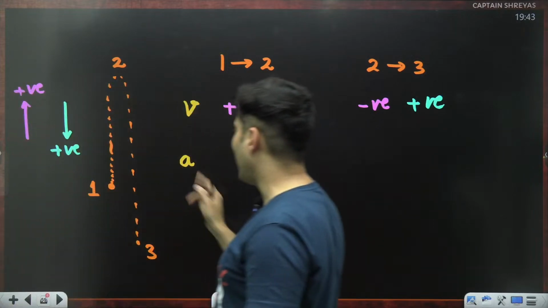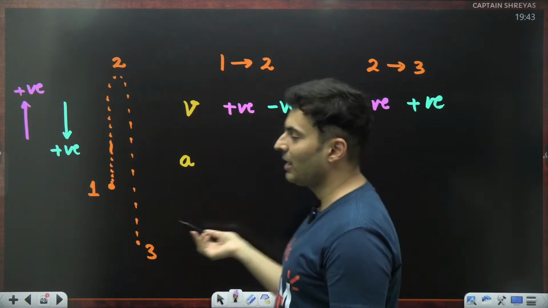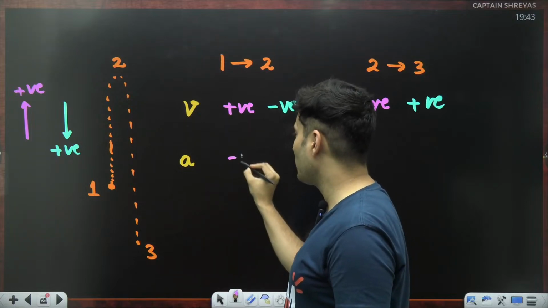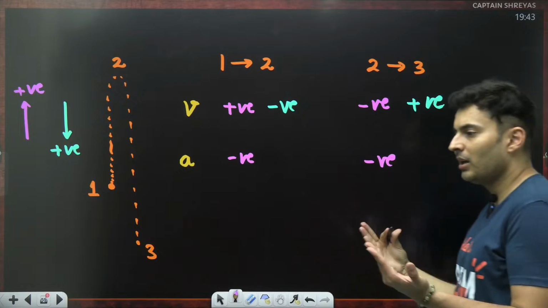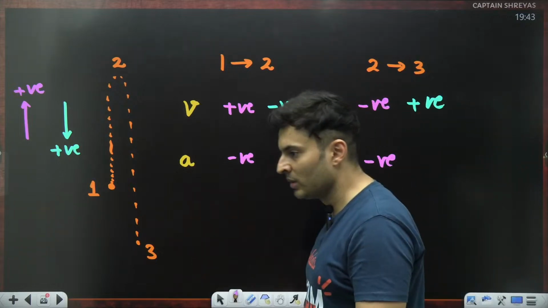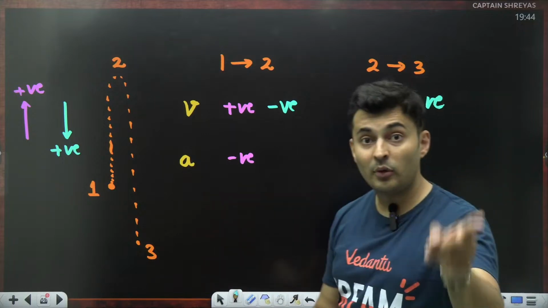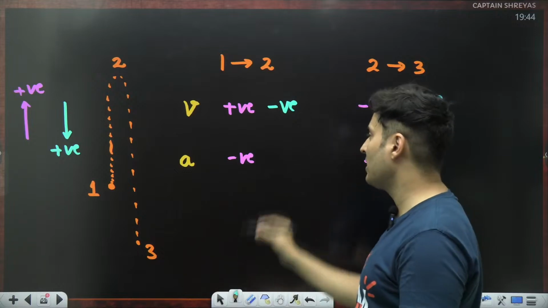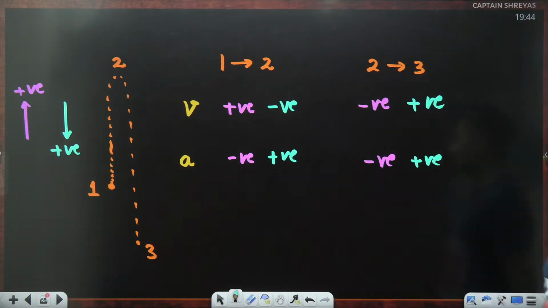But if you talk about acceleration for Pandu, whether you are going up or coming down doesn't matter. Acceleration due to gravity is downwards, so it will be negative for both the cases. It has to be negative because acceleration is downwards. Pandu assumed upwards as positive, whereas for Champa, downwards is positive, acceleration is downwards, so it is positive both the times.